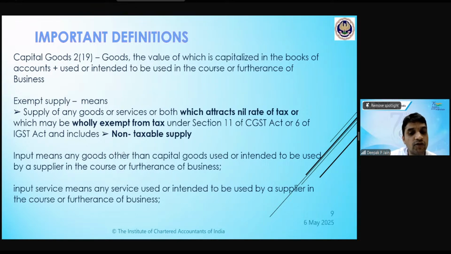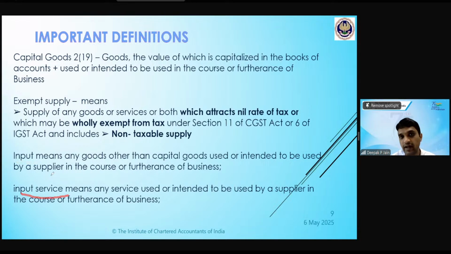Input means any goods other than capital goods which is used or intended to be used by a supplier in the course of furtherance of business. And input services means any service which is used or intended to be used by a supplier in the course or furtherance of business. So there is a distinction between inputs and input services.